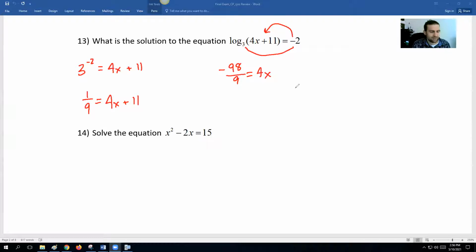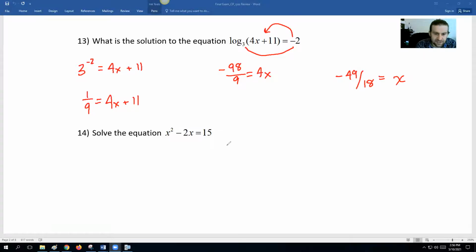And then if we divide that by 4, does 98 divide by 4? I don't think it does. Yeah, I'm seeing that. Okay, that becomes -49/18. There we go. Not the best one, but probably comes out nice.